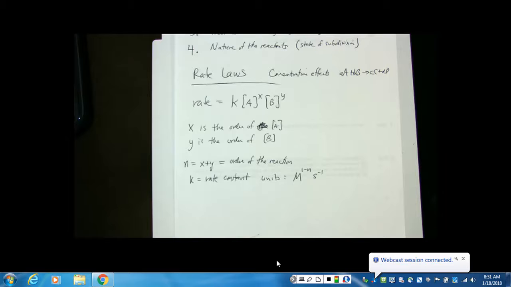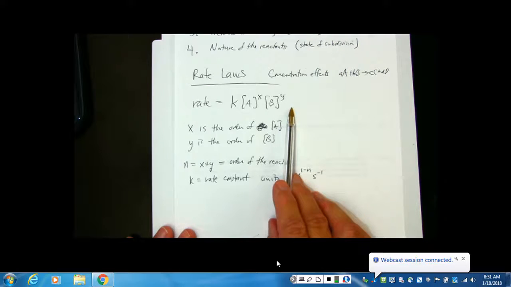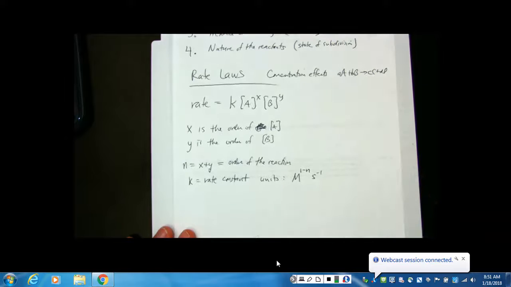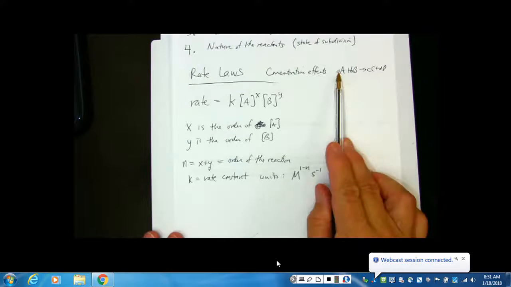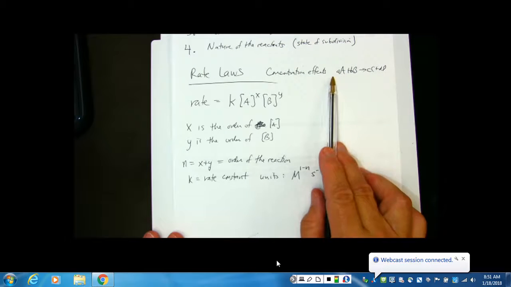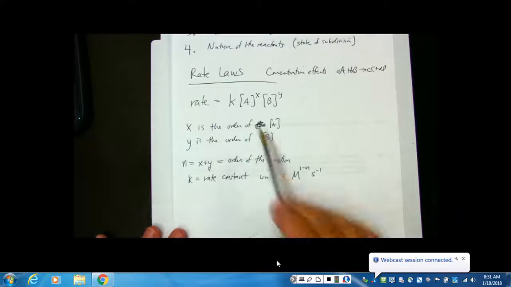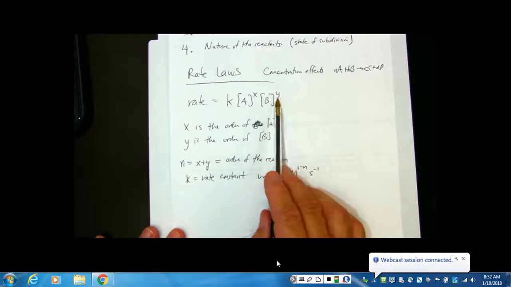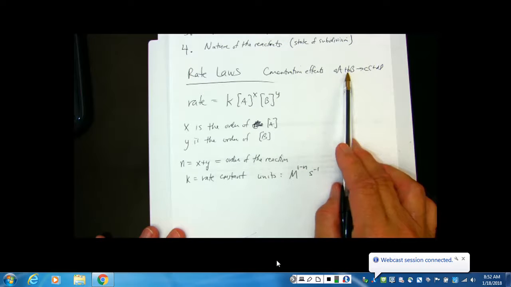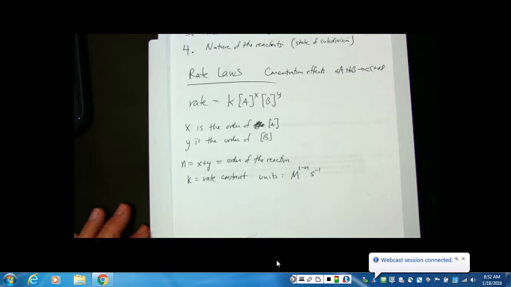If there was a 3rd reactant, what would we do to make that rate law? We would just add another term right there, to the E power, or to the Z power. The exponents here are not necessarily the coefficients in the balanced reaction. X does not necessarily equal A. Y does not necessarily equal B. Sometimes they do, and sometimes they don't. You have to experimentally determine it.